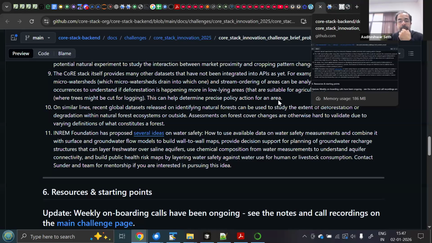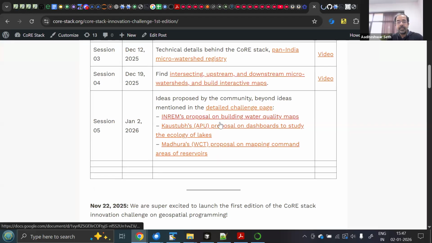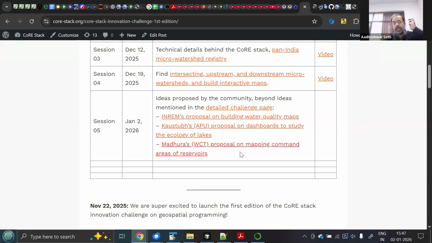Okay, then let me keep going. So here are some other nice ideas which partners have proposed, and these ones are slightly longer projects.